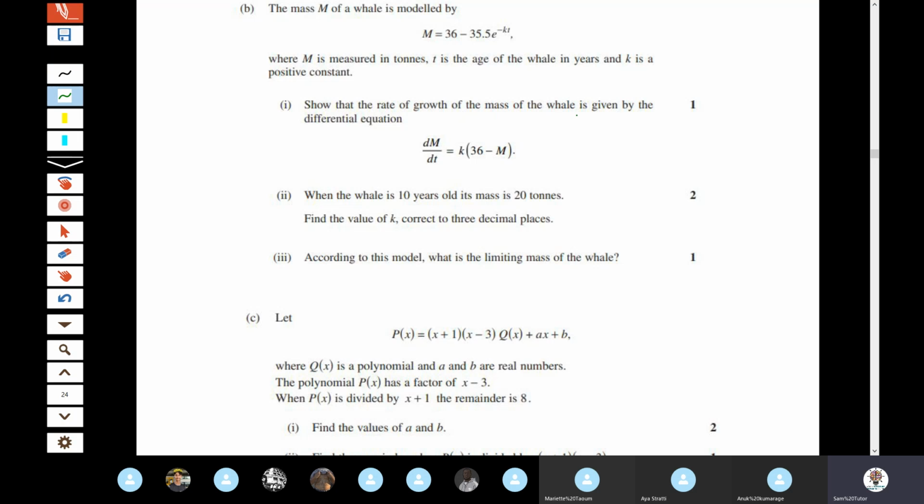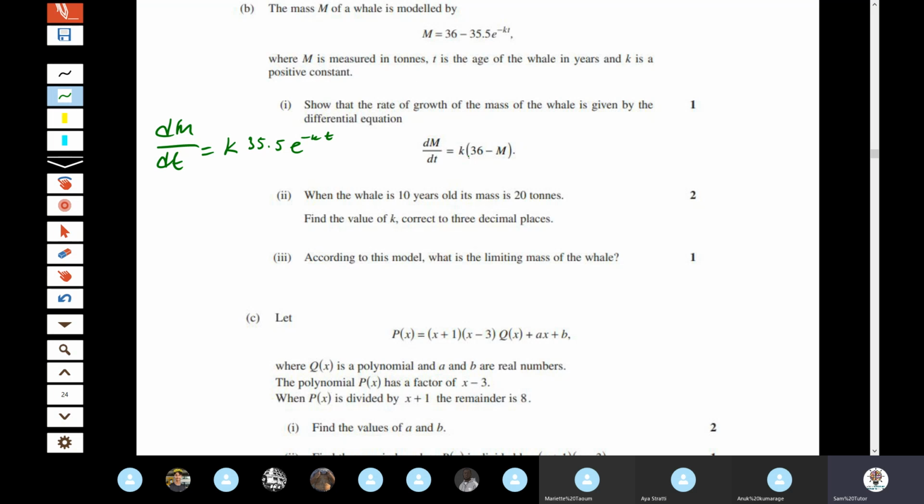Show the rate of growth of the mass of the whale is given by this differential equation. In other words, differentiate it and show that it works. So here we go, dm on dt. Bring the k down. Negative and negative makes it into a positive. So k, and then we have 35.5 e negative kt.